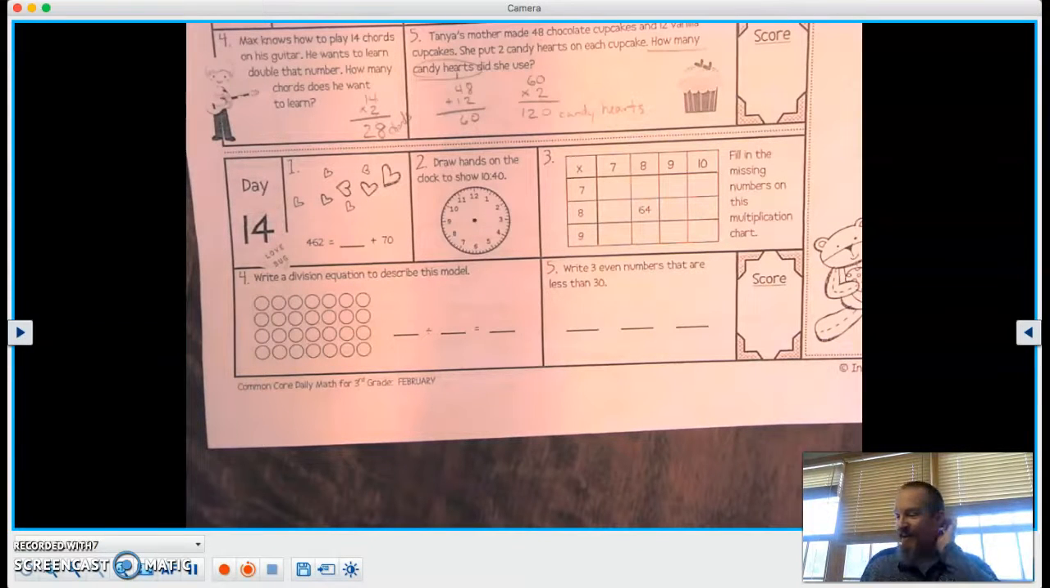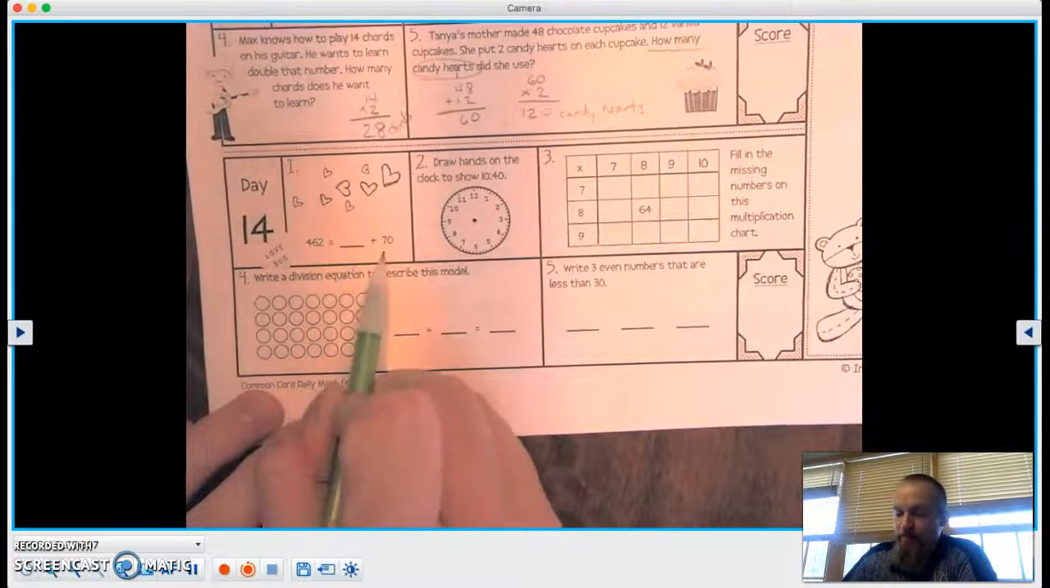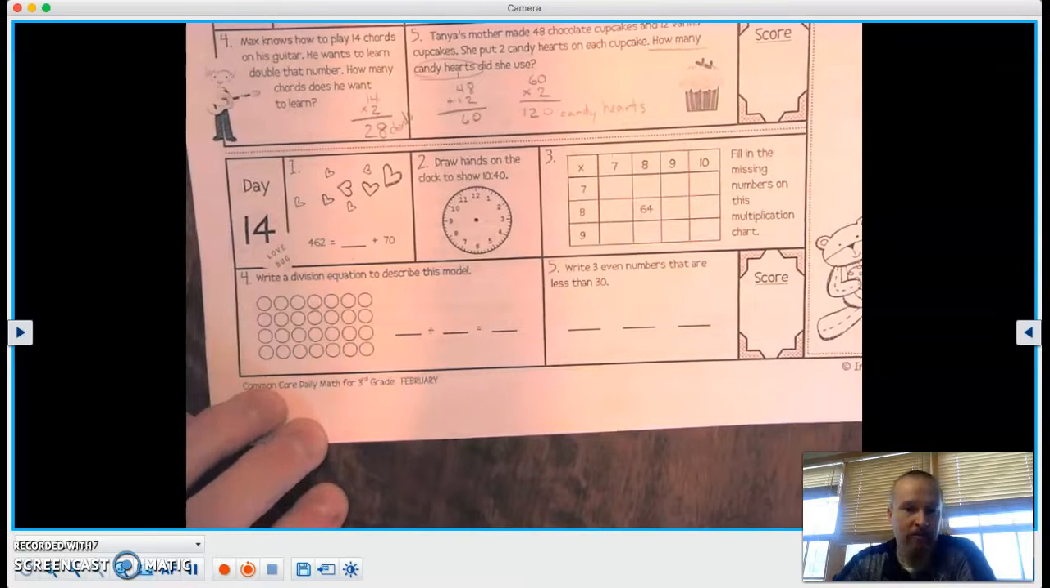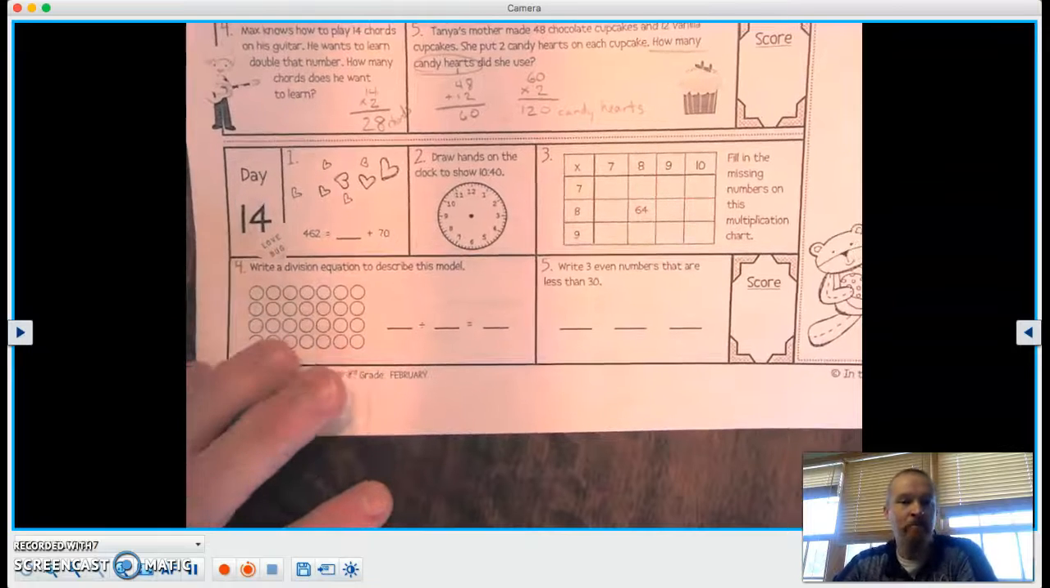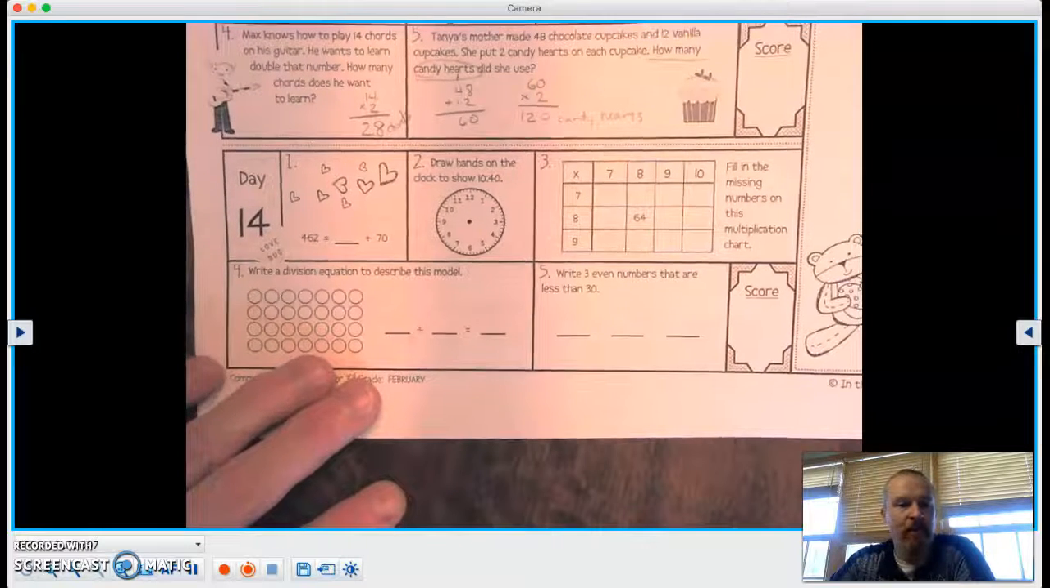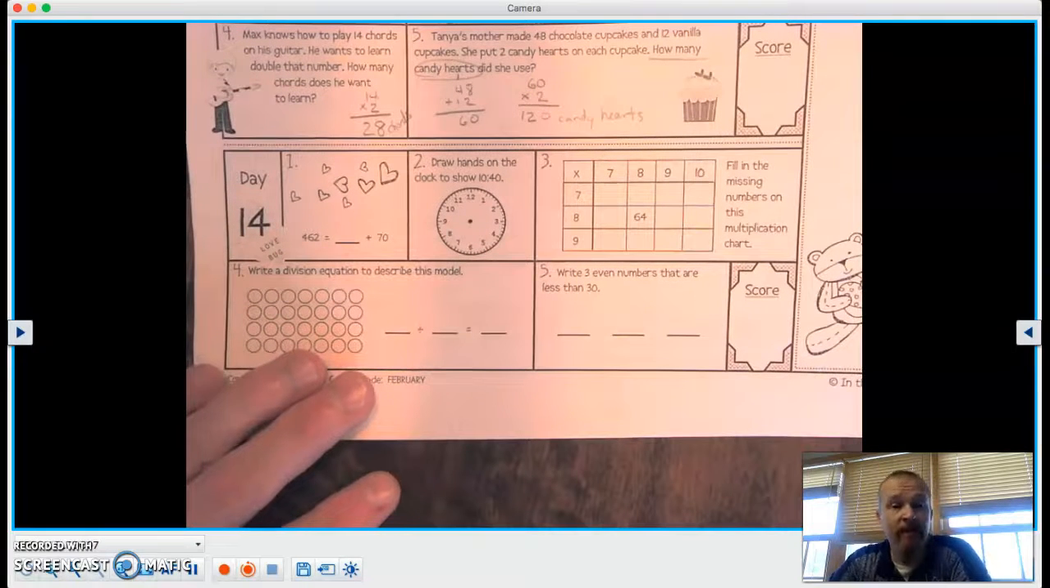Here we are, day 14 with our February daily math. Right away, it looks like we have a part whole problem right off the bat. Number one here. 462 equals a number plus 70.